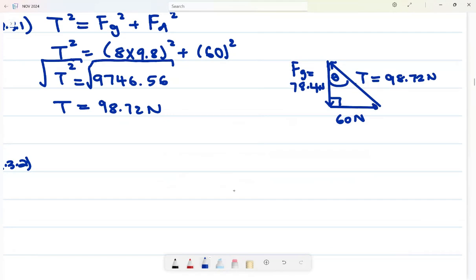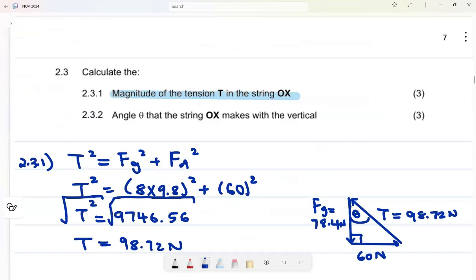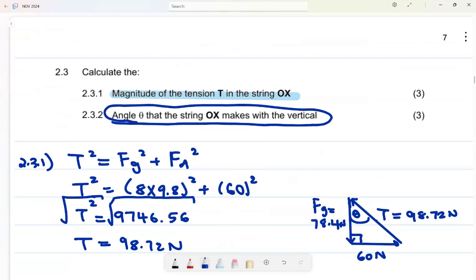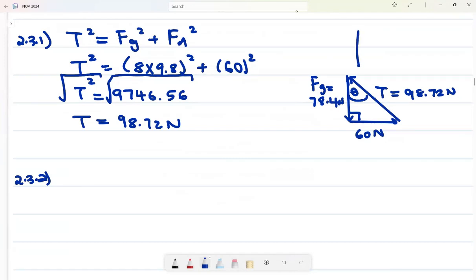Okay. So now the question is, calculate angle theta that the string OX makes with the vertical. So the angle that it makes with the vertical, this one. Okay. Yes. So what should we do? It's easy. You can say now, okay, I'm having my triangle. You can use sine, you can use tan, you can use cos, whatever you feel like using. Okay, so you can say sine theta is equal to opposite.